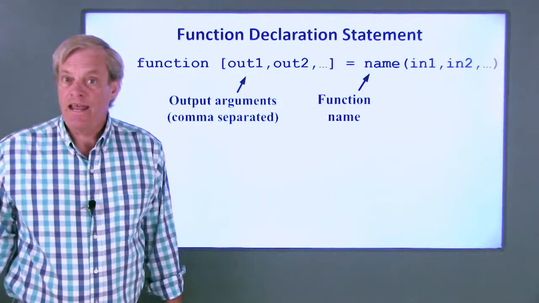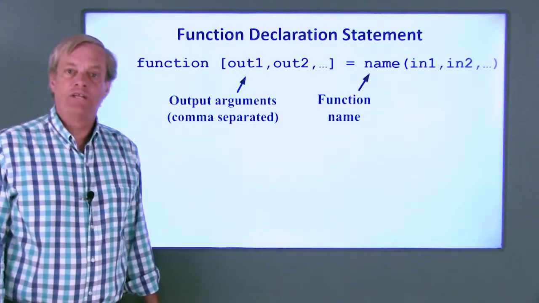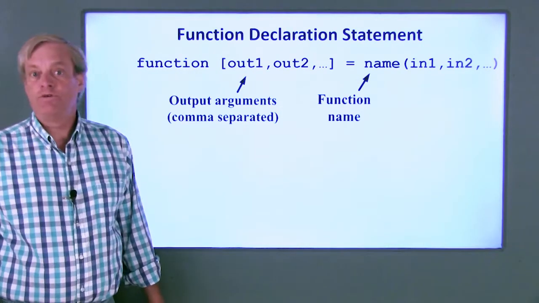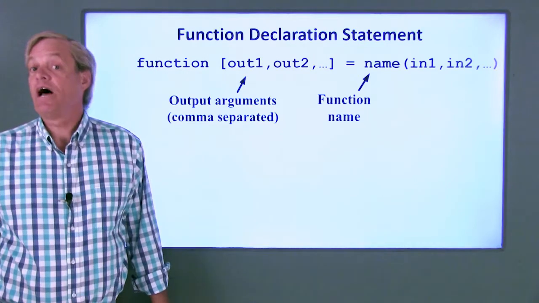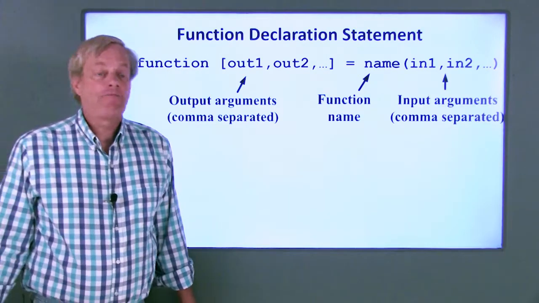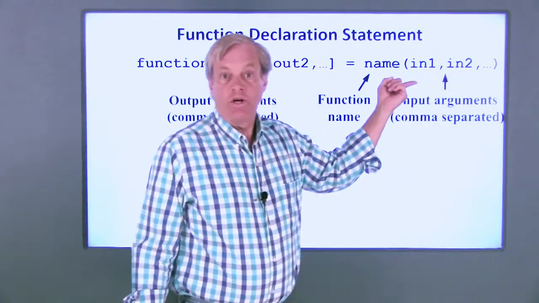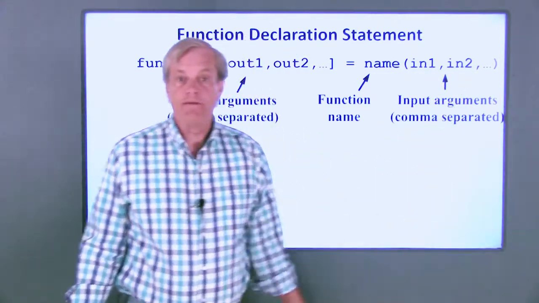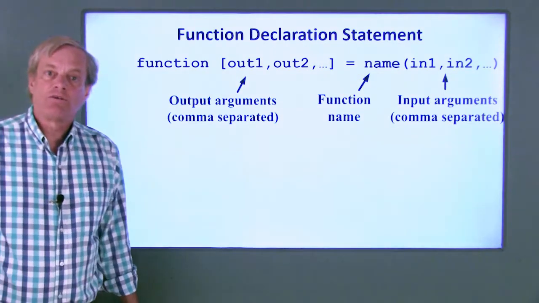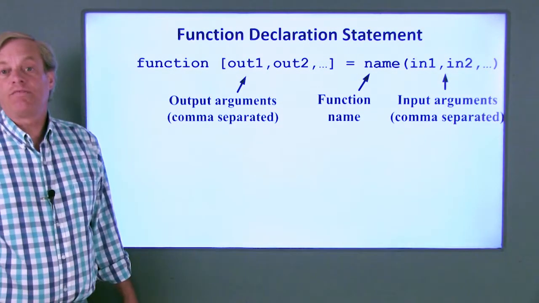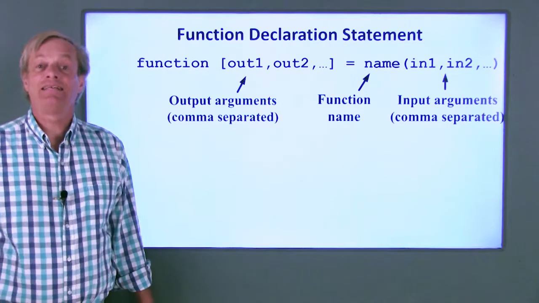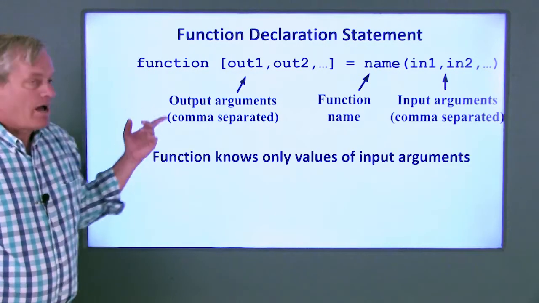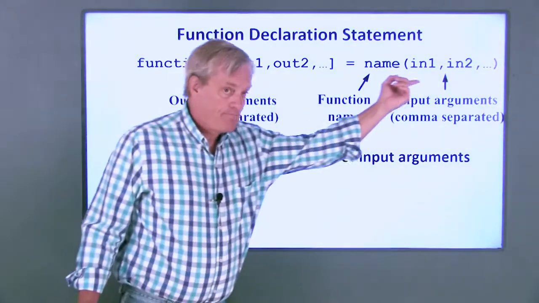You decide what that name is. Rules about appropriate function names correspond to rules for naming variables. It should start with a letter, have no spaces, and no special characters other than underscores. After the function name, the input arguments are listed within parentheses. The variables in this list are also separated by commas. After this function declaration statement, type the commands you want the function to execute, exactly as if you were creating a script file.